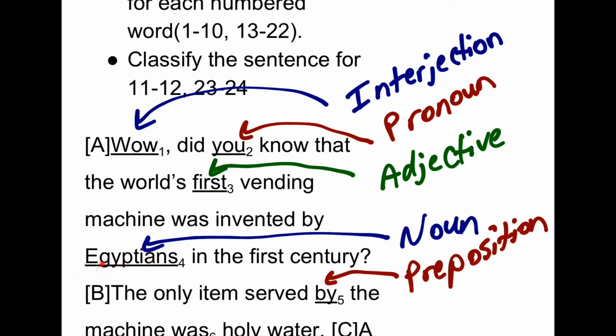Egyptians is a proper noun. Notice the capital E. Also, the clue that it's a noun, it's following a preposition, so it's the object of that preposition. And by has a noun, machine, after it. So that's the object of this preposition.